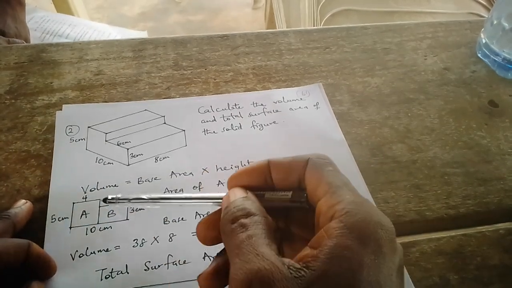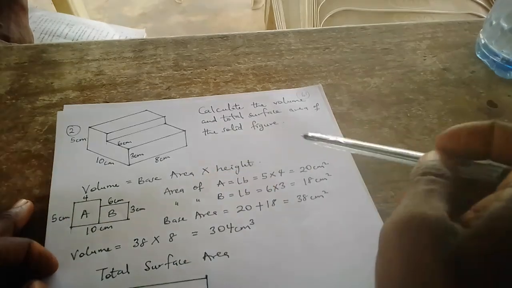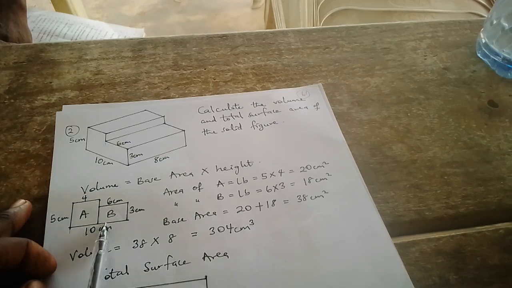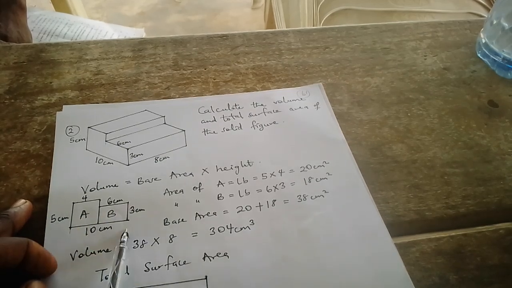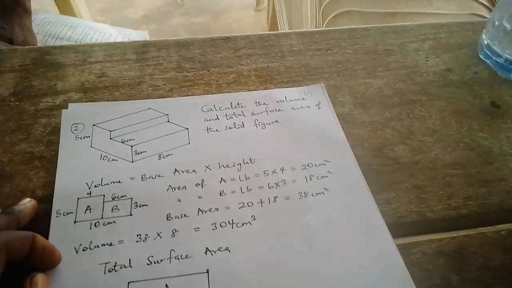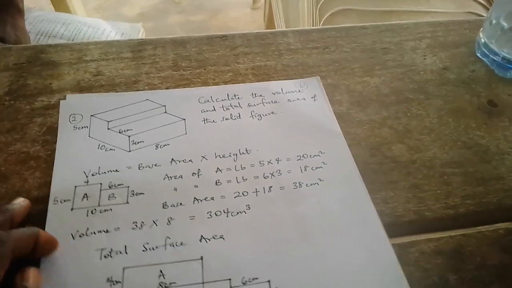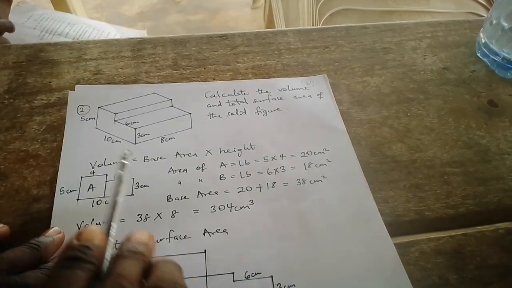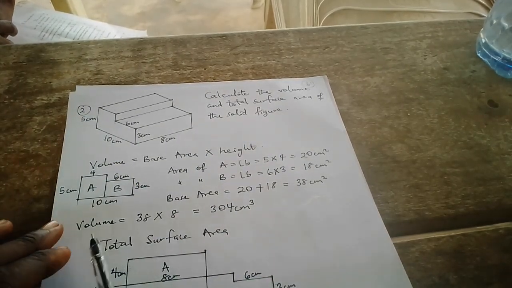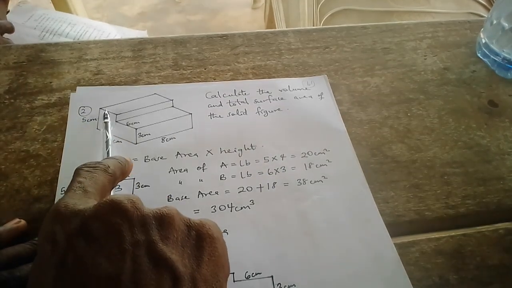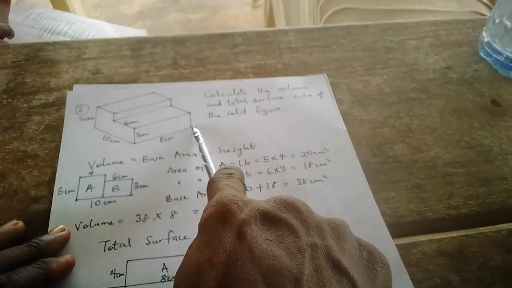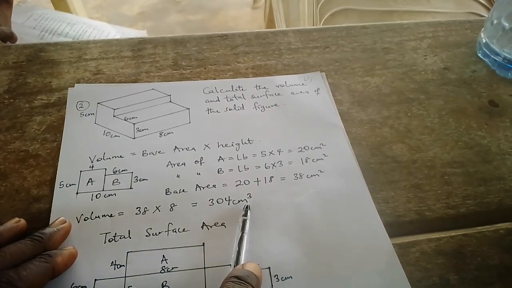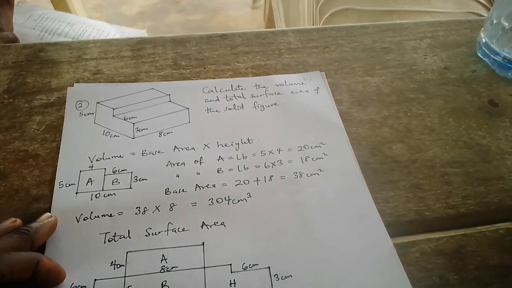So you now turn it into two rectangles. Length times the breadth will give us the area here. 5 times 4 will give us this 20. Then this one also, the length times the breadth, so 6 times 3 will give us 18. So the area of the base is 20 plus 18, which will give us 38 centimeters squared. So that's the area of this piece here. So for the volume, you now have base area times the vertical height, that's 38 times 8, which will give us 304 centimeters cubed.